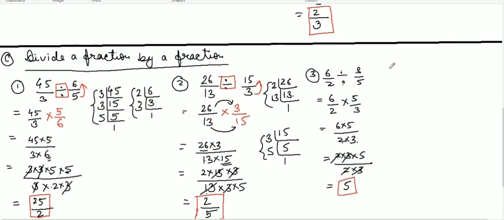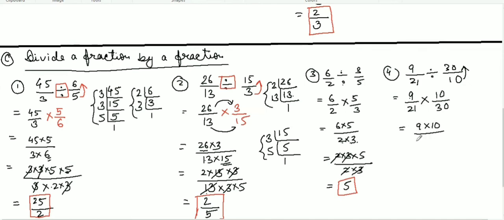Now let's take one more example here. I'm going to take 9 over 21 divided by 30 over 10. Now apply the same rule. Take the first fraction as it is, 9 over 21. Change division to multiplication and flip the second fraction, which will be 10 over 30. Now multiply across: 9 multiplied by 10 over 21 multiplied by 30.